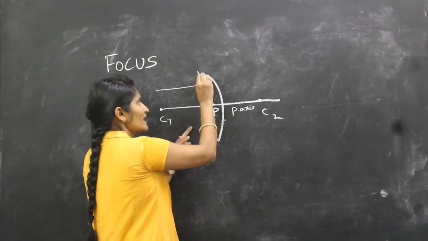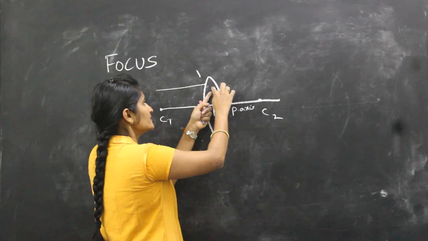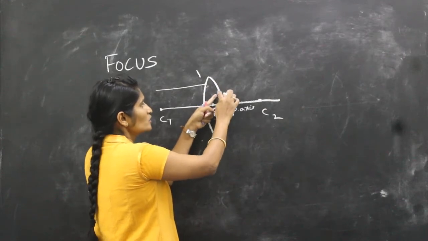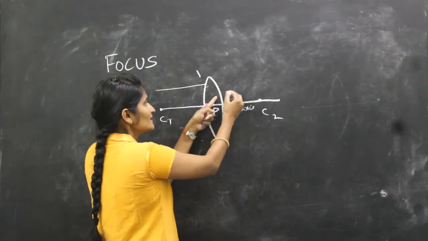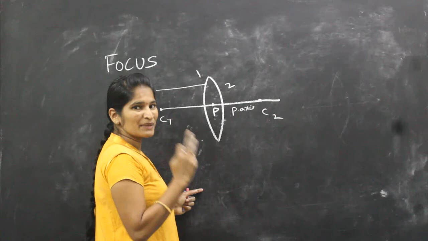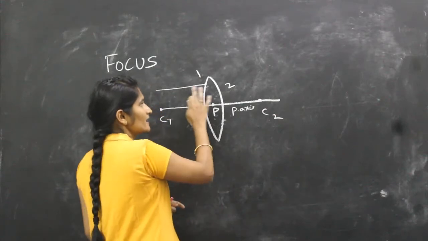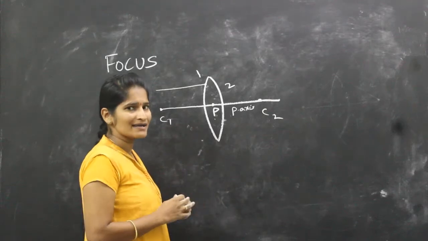So here one change of medium has taken place, and again this refracted ray comes out from the glass into the air. Is it clear? That means here another change has taken place. That means two times the medium is changing. That means the ray is changing the medium two times. So refraction also occurs two times.